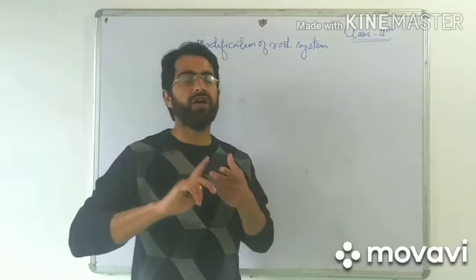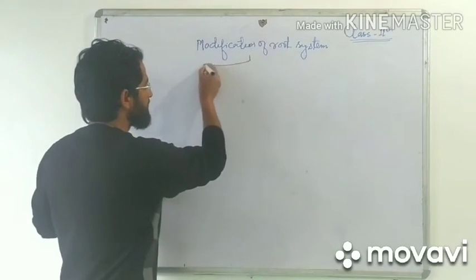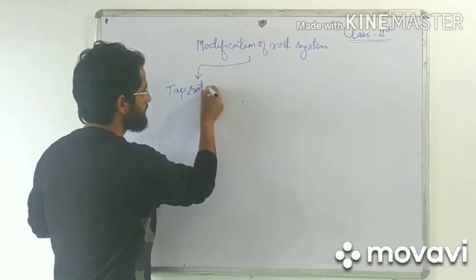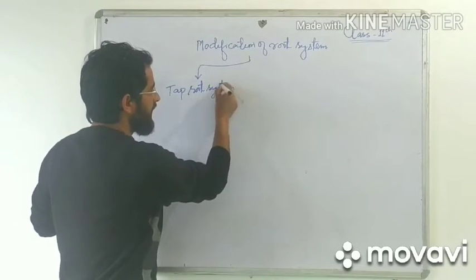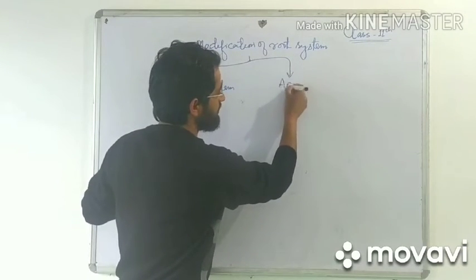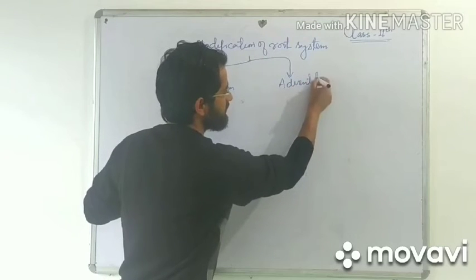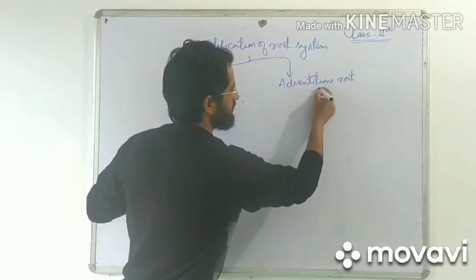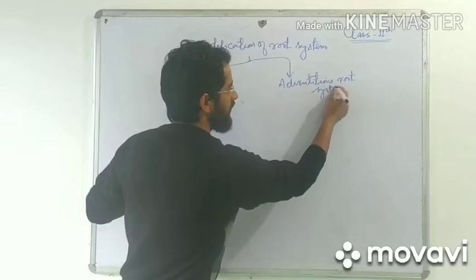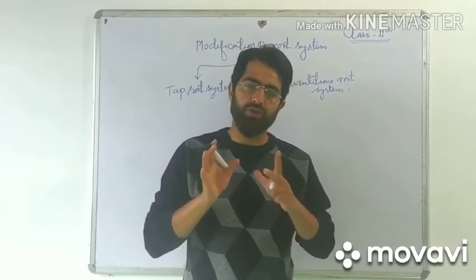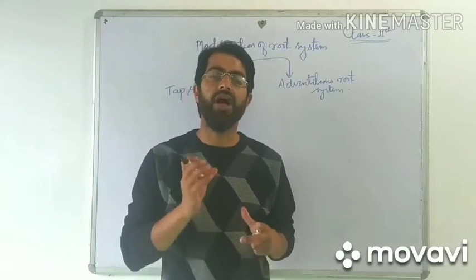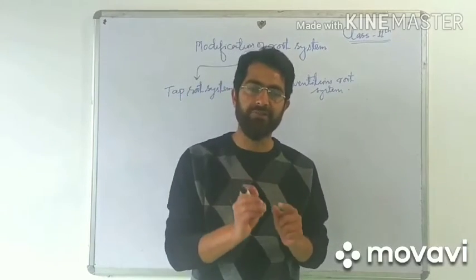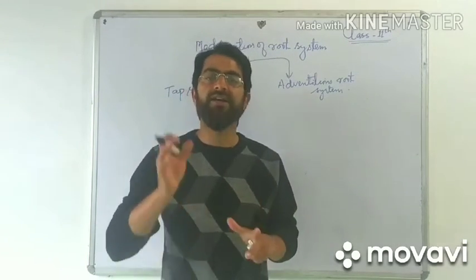As we all know, roots are of two types. One is the tap root system, and second is the adventitious root system. Tap roots are those which develop from the radicle part of the embryonal plant, while adventitious roots are those which develop from any part other than the radicle.